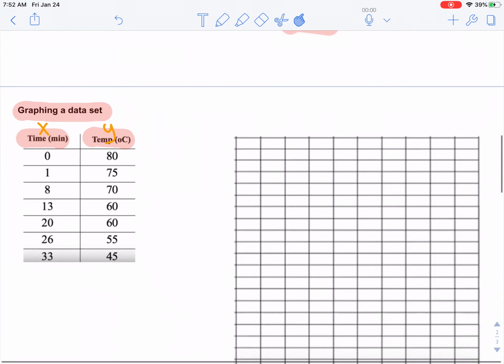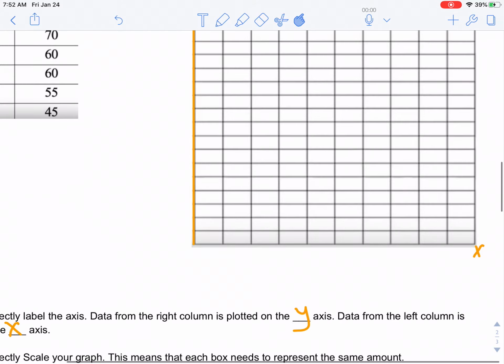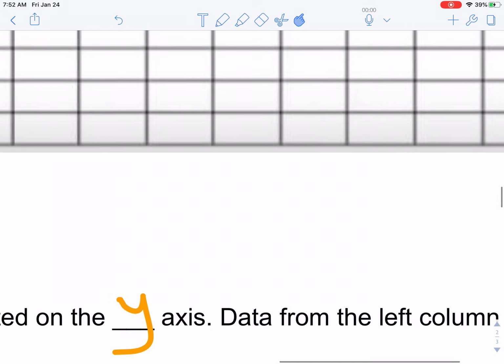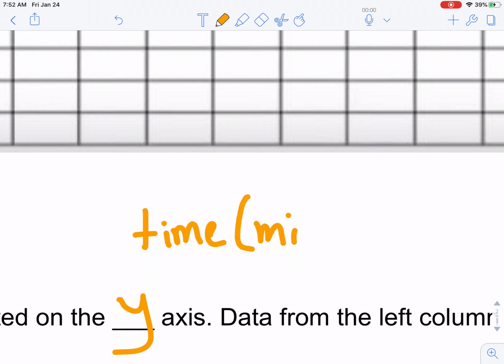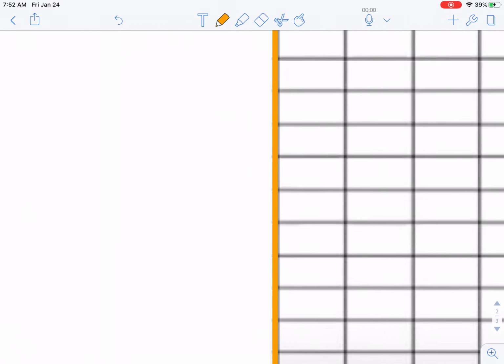So we want to label this on our graph. This is always the y-axis. The best way to remember that is you could draw a really big silly y. This is how you'd label this if it was math class, but in physics class you actually have to write the variables. So the variable on the x-axis was time. The units were in minutes, and the variable on the y-axis was temp or temperature, and measured in degrees Celsius.